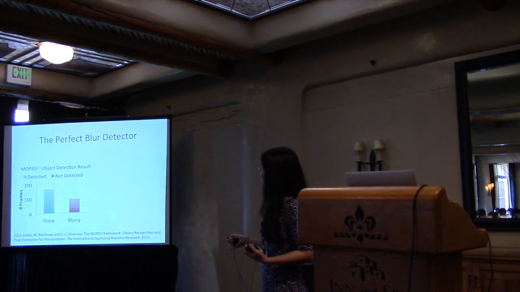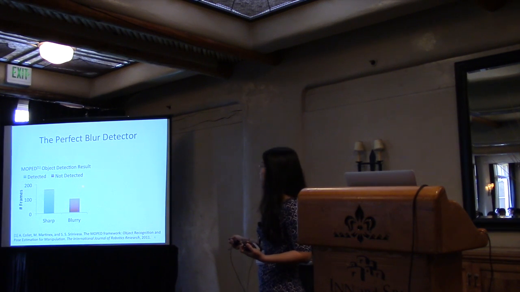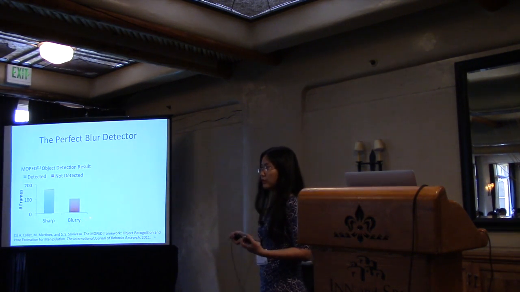As you can see here, in almost every frame labeled as sharp by people, MOPED detects the cocoa can in it. And in almost every frame labeled as blurry by human beings, MOPED fails to detect the cocoa can in it, although we know as ground truth there is a cocoa can in it. So it seems that although we are sending these blurry frames all the way to the server, we're not able to extract anything meaningful out of it.